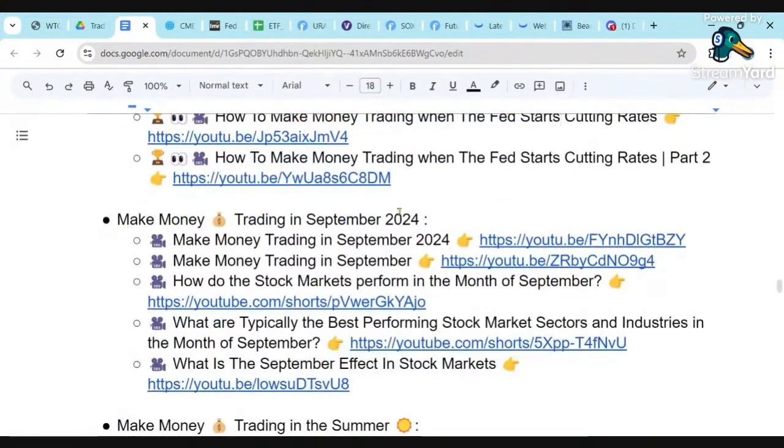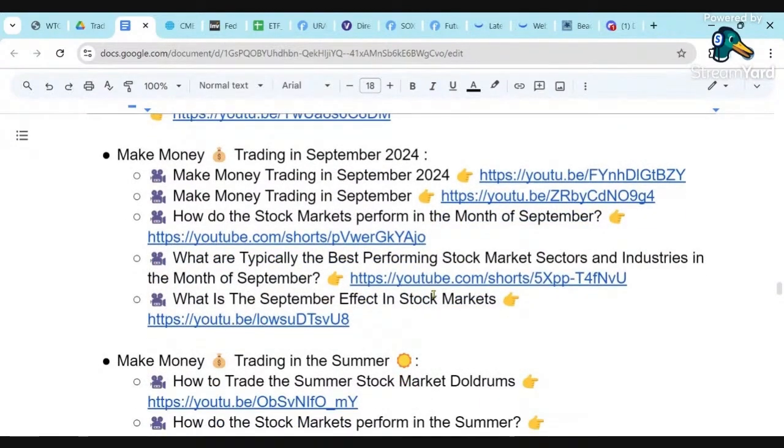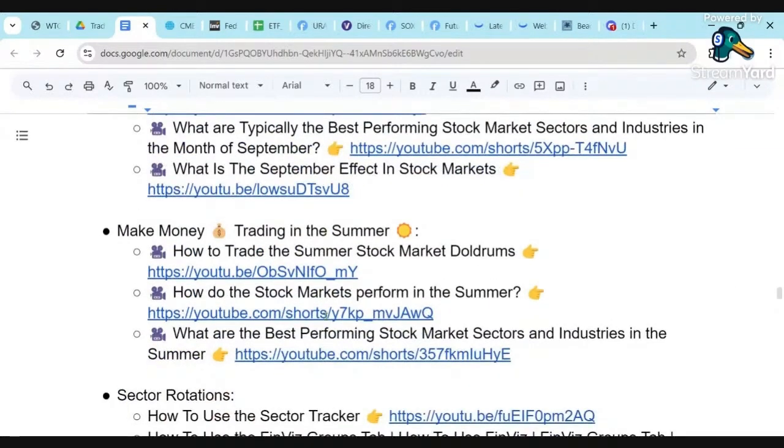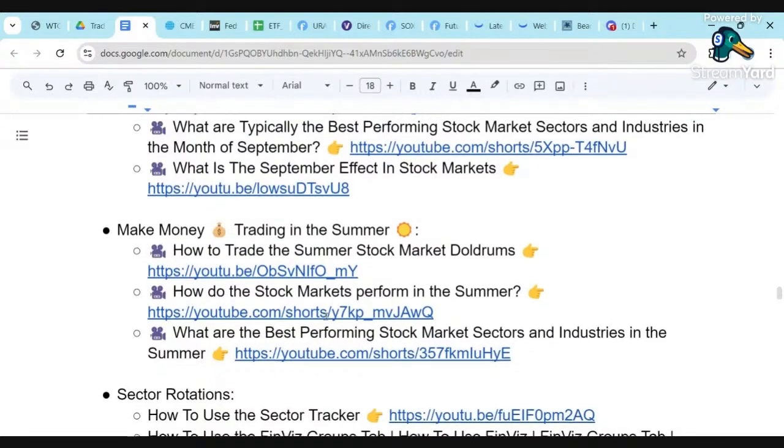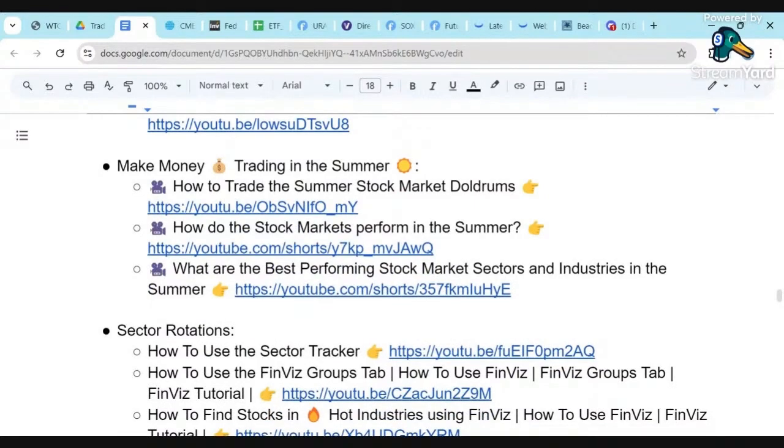Also been talking about how to make money trading in 2024 and September 2024, as well as September in general. We talked about the September effect, the late September swoon, etc. So again, be aware of the typical historical seasonality and typical trends in the markets in September and the end of the summer, and then we'll start talking about trends and seasonality effects going into the fall in the very near future.